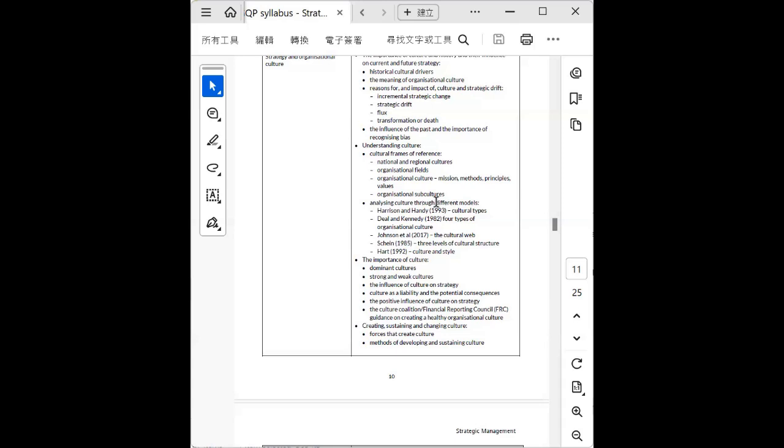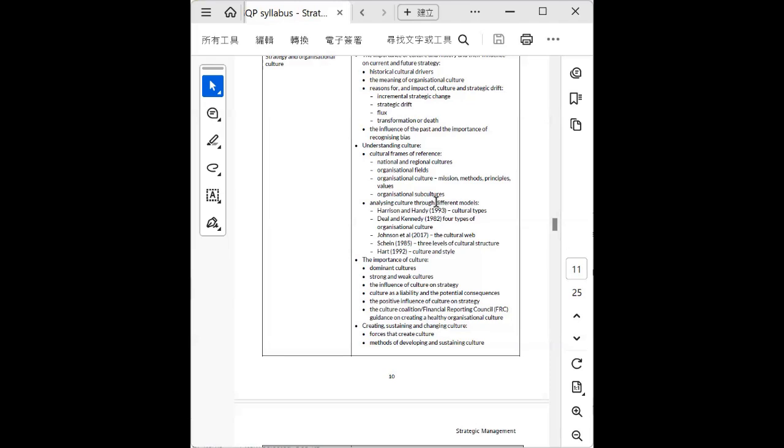Schein's three levels of culture, the first of which is artifacts. These are the visible aspects of the culture, such as the office layout, dress code, and slogan. Espoused values are the stated principles and goals of the organization. For example, Patagonia publicly commits to environmental sustainability, and this is reflected in its mission statement and marketing.